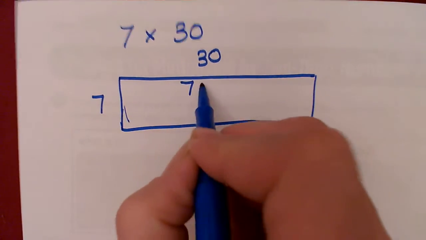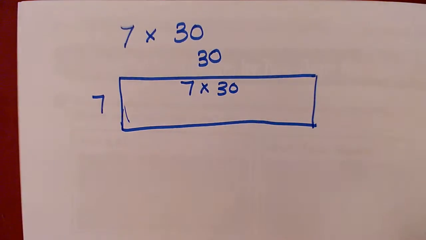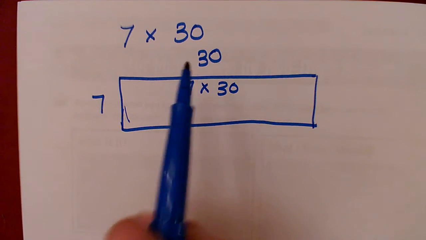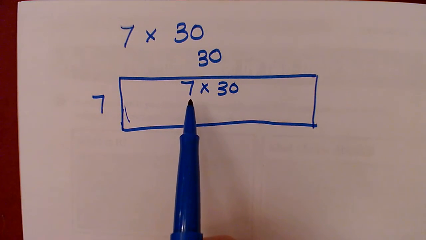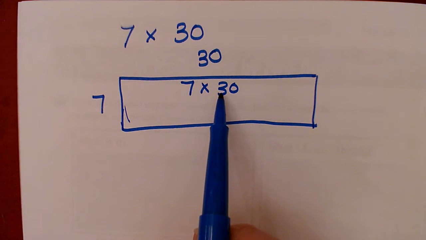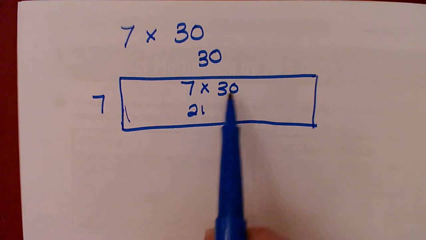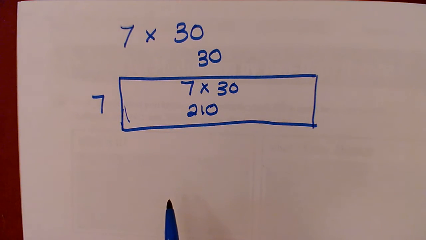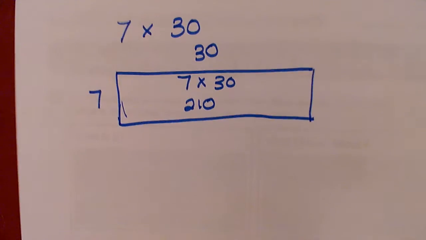So I could say 7 times 30, and I'm going to use my, sorry, I got distracted there by my puppy. I'm going to use my zero tricks. I'm going to do 7 times 3 is 21, and add on that 0, and I have 210. So this is nice and easy, but let's say that I have a slightly more complicated number.